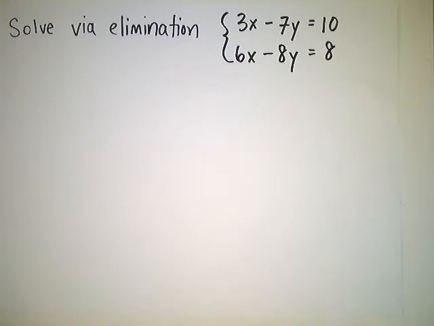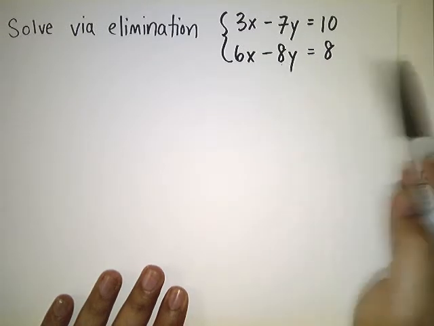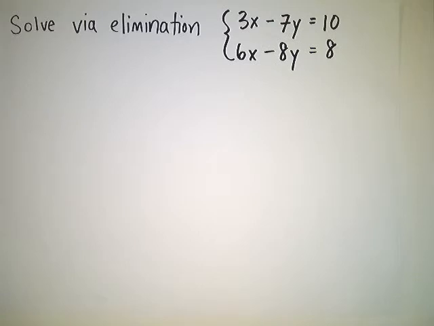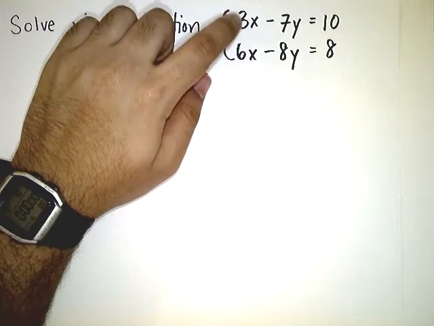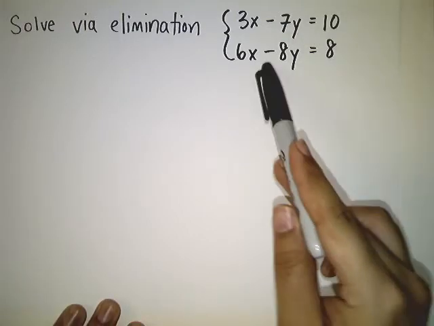Okay, so we want to solve this system via elimination. We have 3x minus 7y equals 10, and 6x minus 8y equals 8. The first step of the elimination method is to multiply one or both of the equations by a constant so that for one of the variables, the coefficients differ only in sign. When I see this, let me see my x's. I have a 3x and a 6x. I also have negative 7y and negative 8y.